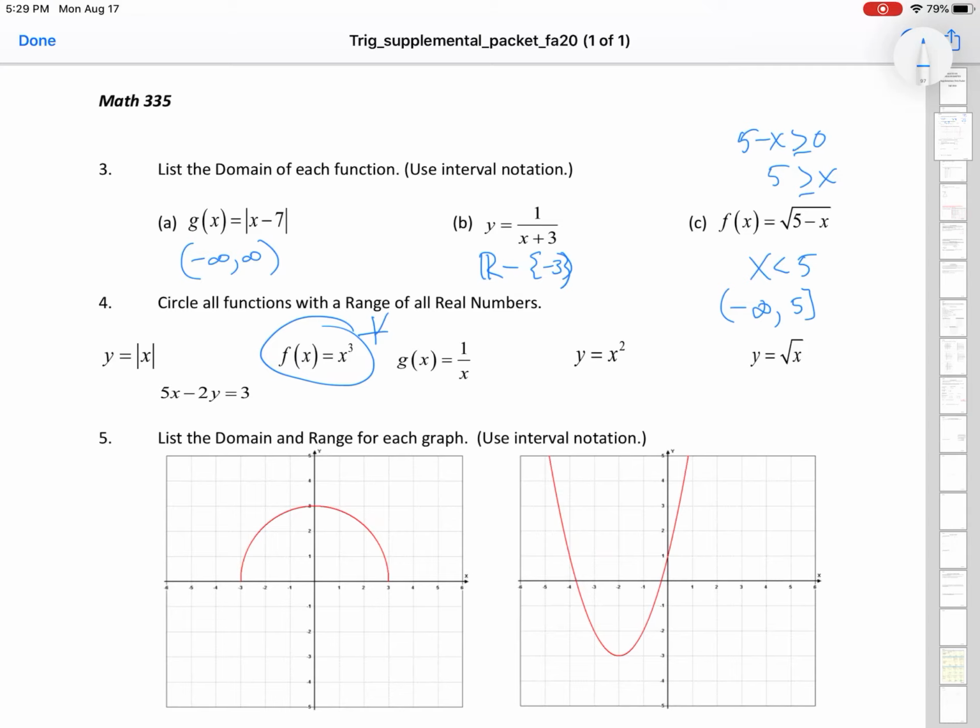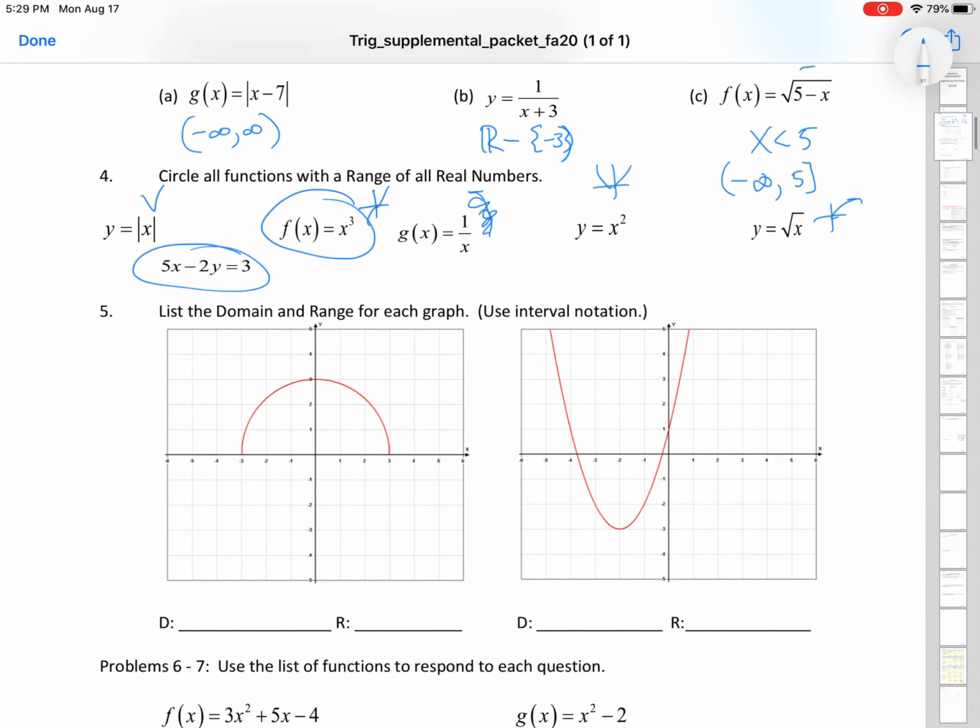Remember what that looks like really quickly? Looks like that. This guy's a V. We're missing everything down below. 1 over x is getting pretty much everything, but not everything, because it doesn't get 0. And x squared only looks like this, so it never has a range down below. And then this also never gets any negative values, but a line would do it. We could get everywhere.